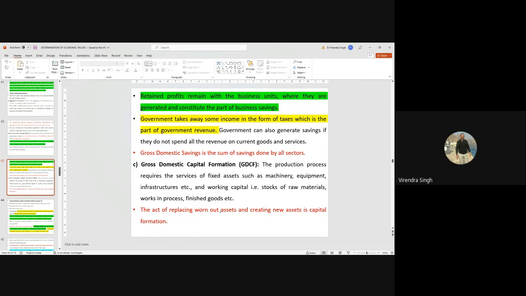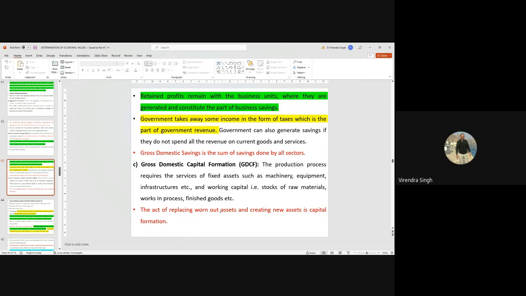And some goods are possible to be created by the government only, like defense, justice, education. All these are created by the government out of the revenue generated from tax collection. But if this tax collection exceeds the expenditure made by the government on creation of common goods, the government too saves. So gross domestic saving is the sum of saving done by all sectors in the economy: household sector, business sector, as well as the government sector.